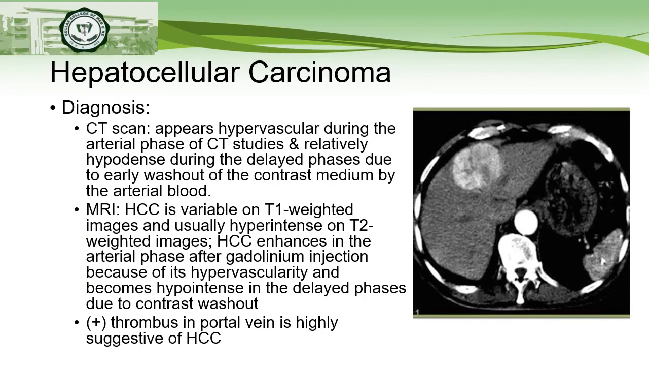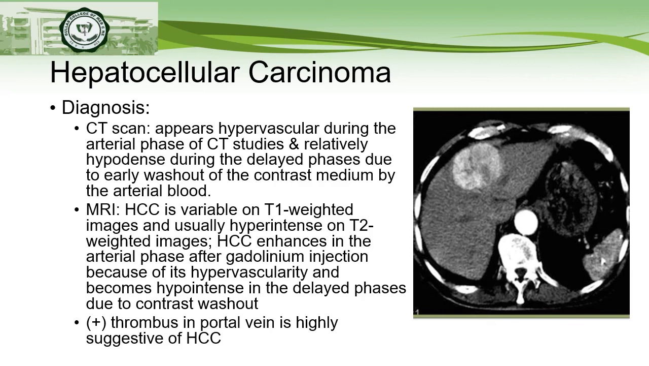With regards to imaging, on CT scan, hepatocellular carcinomas, due to their hypervascular nature, will appear hypervascular during the arterial phase, and will come out relatively hypodense during the delayed phase due to an early washout of the contrast medium by the arterial blood. On MRI, it is also considered an effective way of characterizing hepatocellular carcinoma.